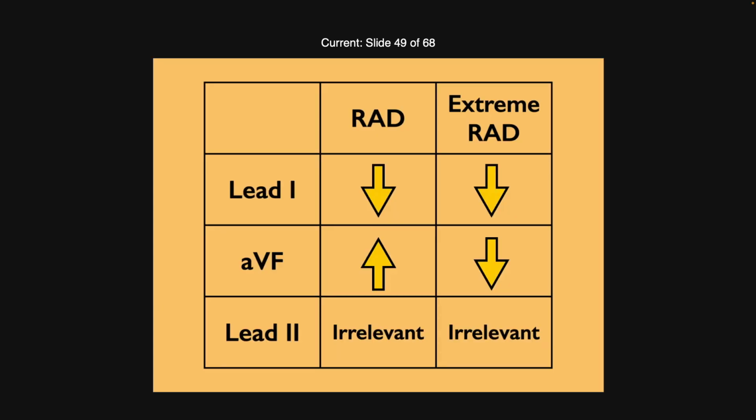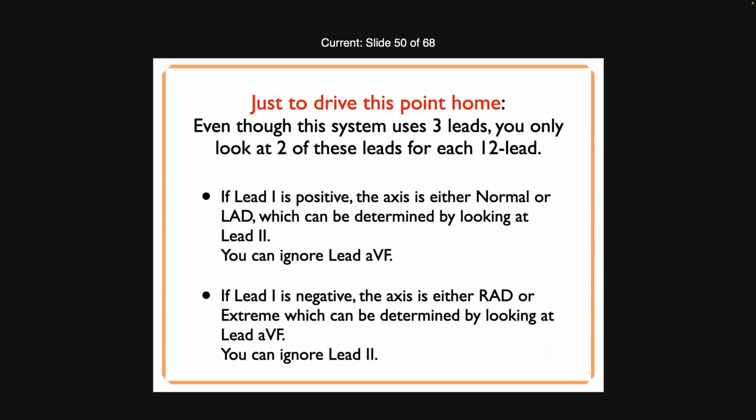And then just to drive this point home, even though the system uses 3 leads, you only need to use 2 for each individual 12 lead. You either use leads 1 and 2, or leads 1 and AVF. So if lead 1 is positive, the axis is either normal or left axis deviation, and AVF is irrelevant. If it's negative, then lead 2 is irrelevant.